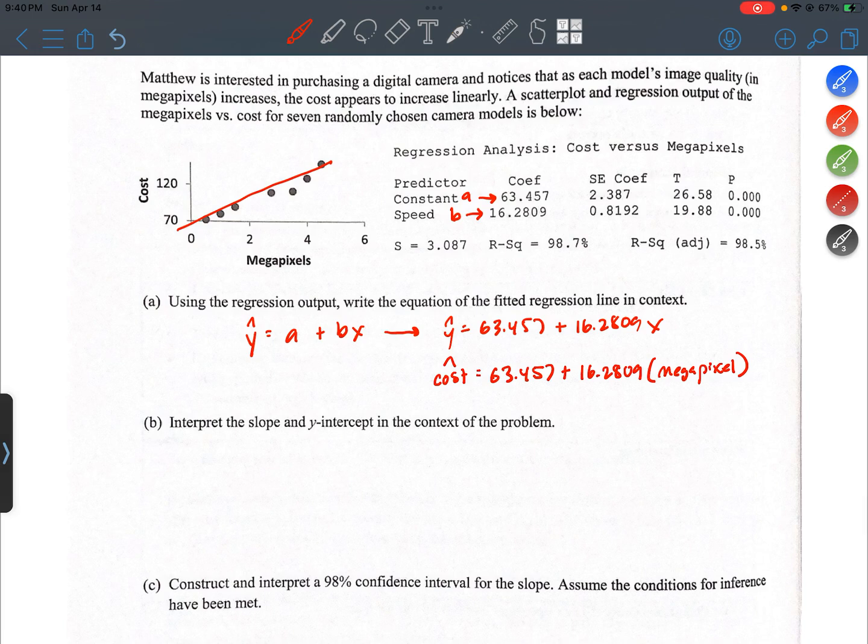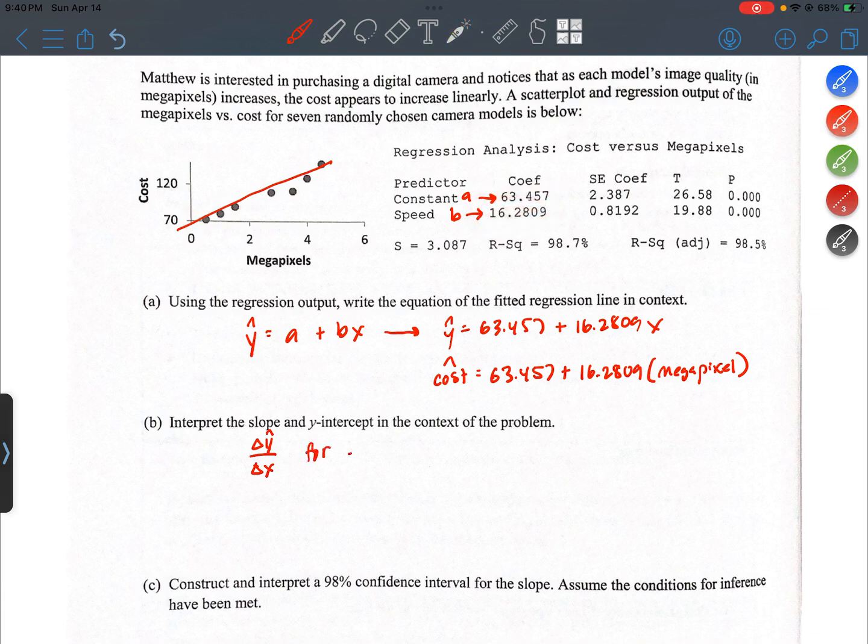Part B, interpret the slope and y-intercept in the context of the problem. All right, so slope is the change in y versus the change in x, or in this case, it's really the change in y hat. So we could say for every additional megapixel, the predicted cost will go up by $16.28.